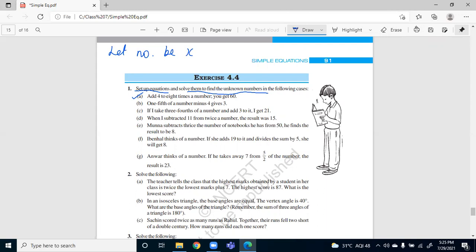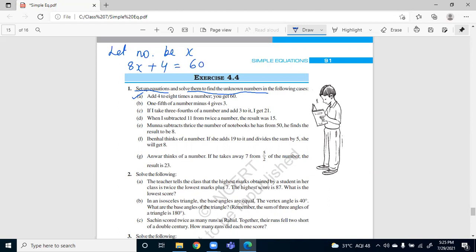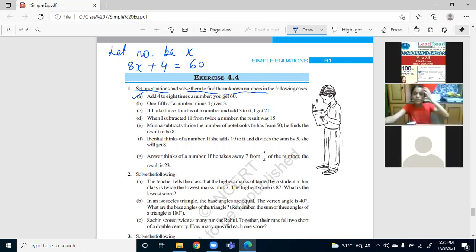So 8 times a number means 8x plus 4. If you add 4 to 8 times a number, you will get 60. So this is my equation. So please write the equation. Ma'am, done. Okay. Now if I solve it, how can I solve it?